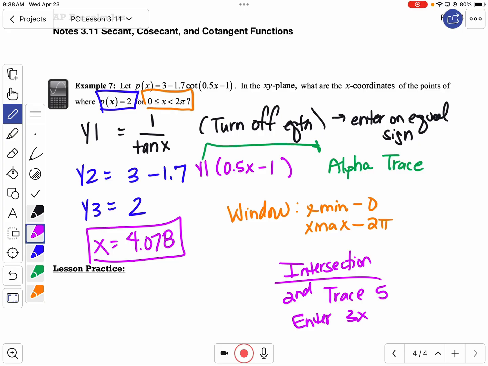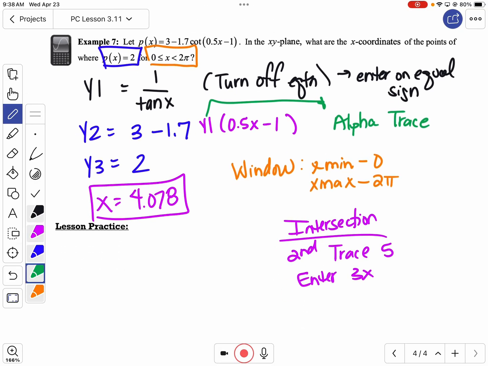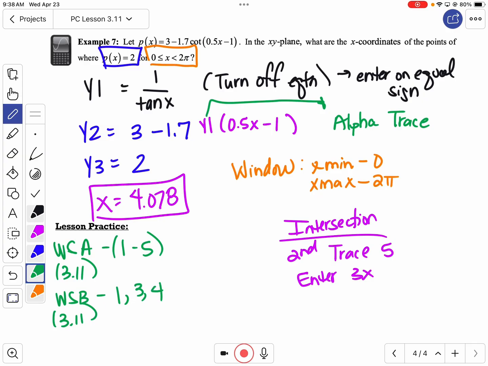Your practice, let me tell you which ones to do out of 311. On worksheet A for 311, 1 through 5. 1, 2, 3, 4, 5. And then on worksheet B, 1, 3, 4, 6, 8, 9, and 10.